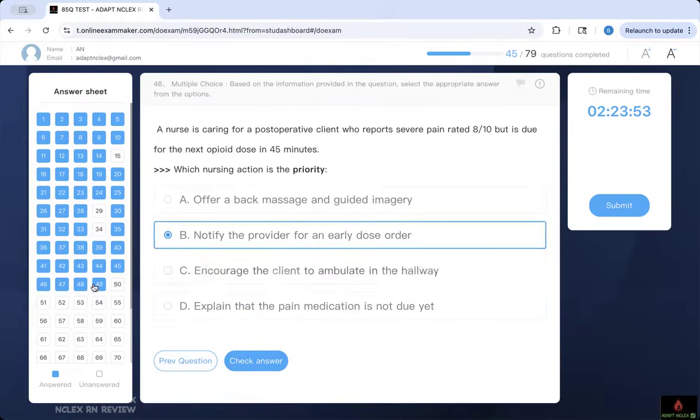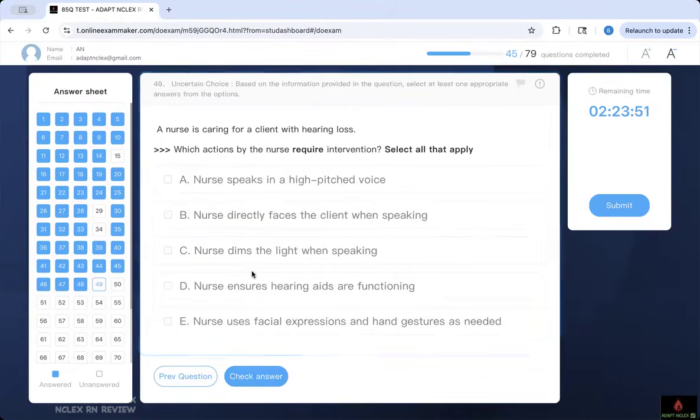Adapt NCLEX. A nurse is caring for a client with hearing loss. Buzzword, hearing loss. The answers should be consistent with somebody who has hearing loss. That's all. Which actions by the nurse require intervention? Pick the concept that they will ask you. If you see a question on hearing loss, you will see this information. That's why you should write the concept down, not the answer choice. How to answer that question.